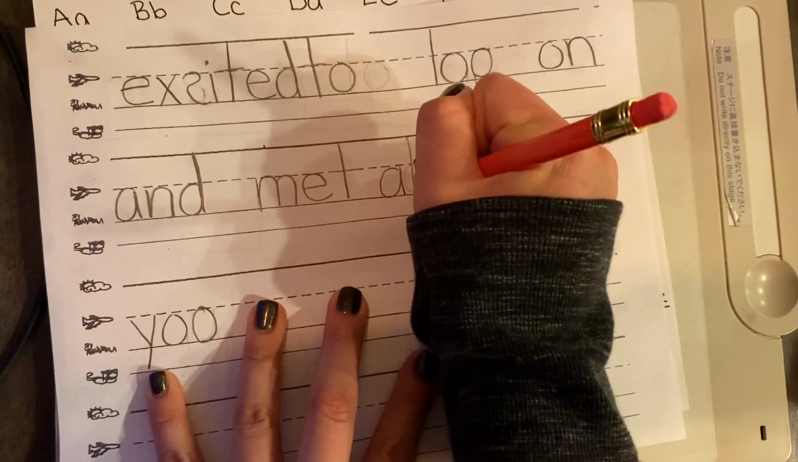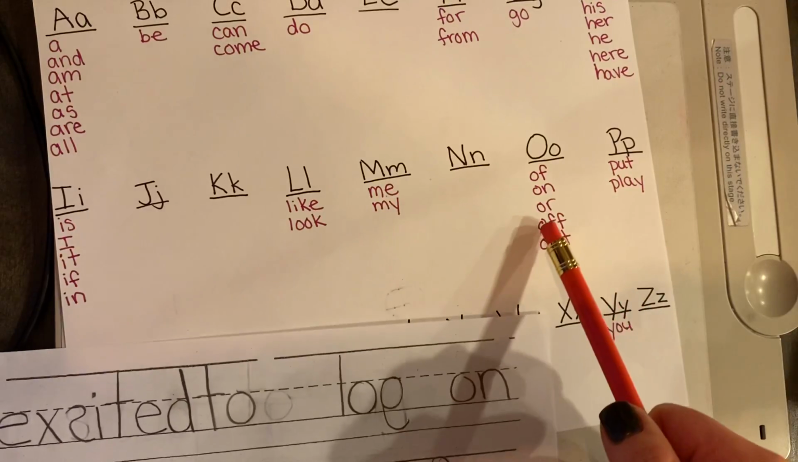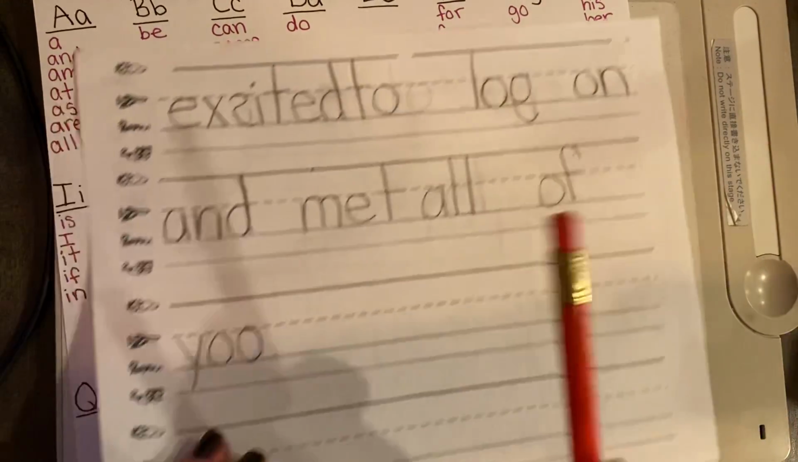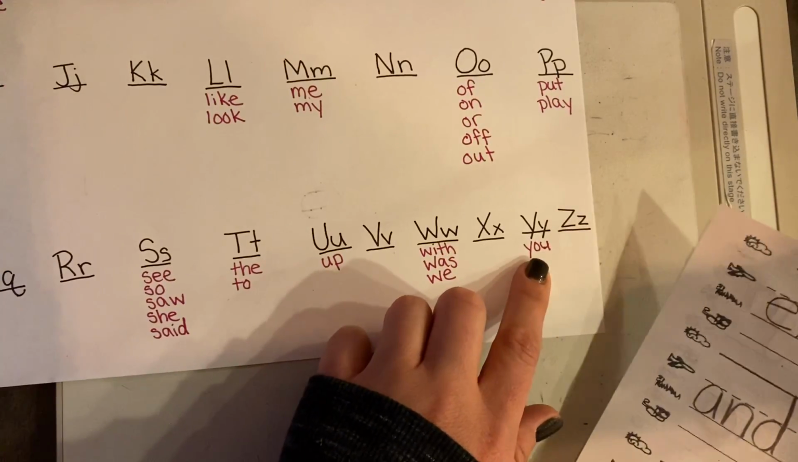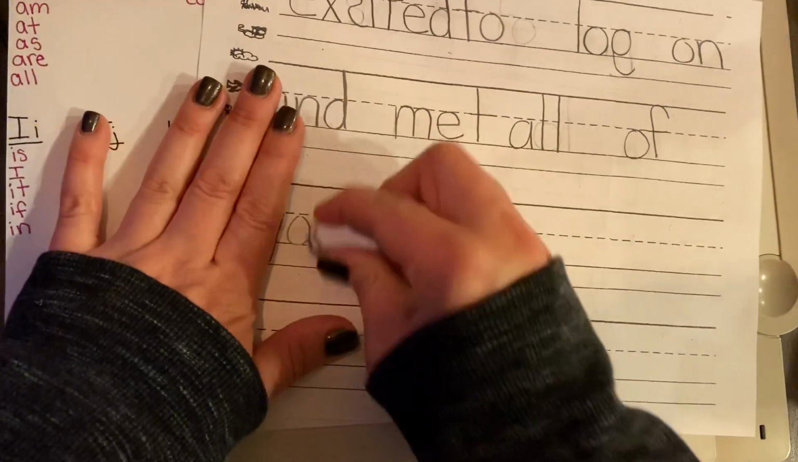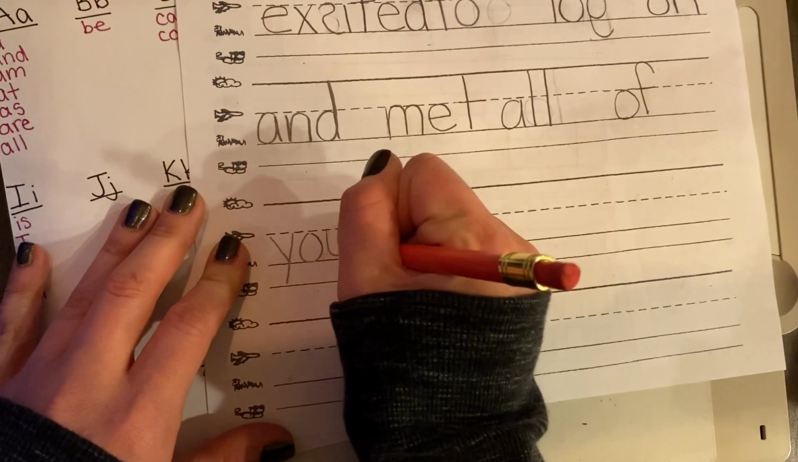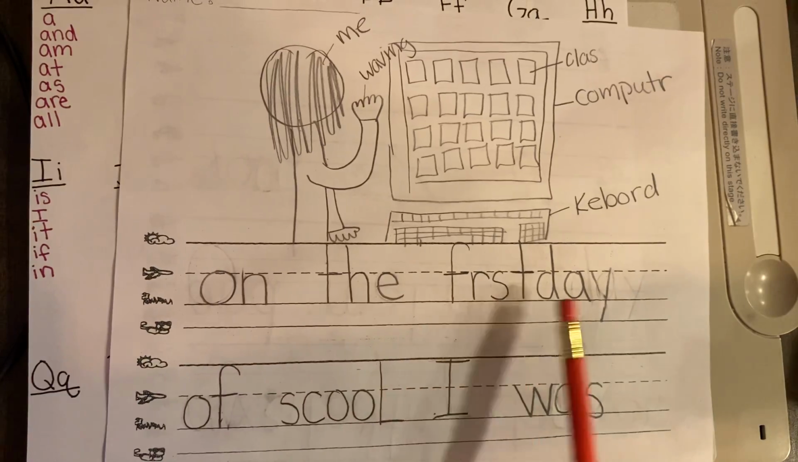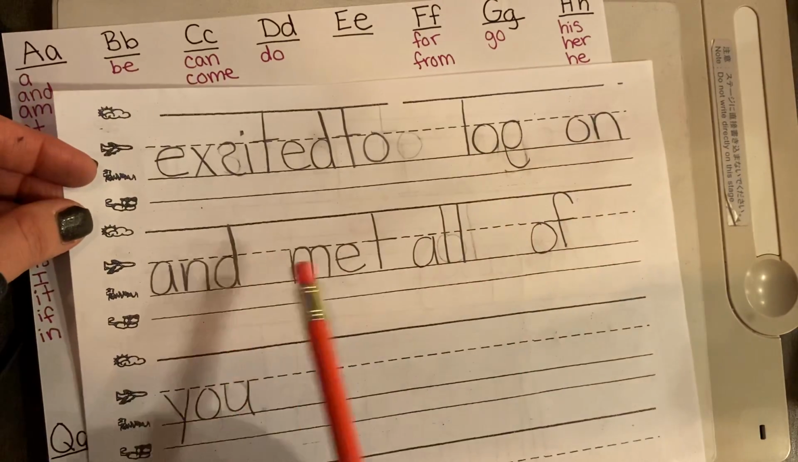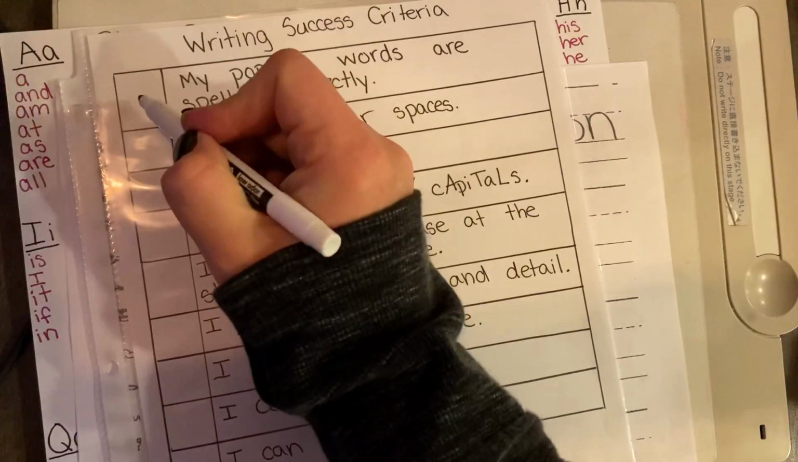So I'm going to change it. All of, O-F, of is good. U, U is Y-O-U, so I need to change that. Y-O-U. I'm going to go through and read it one more time just to make sure I got all of my popcorn words because there were a lot of them in this writing. On the first day of school, I was excited to log on and meet all of you. Okay, all my popcorn words are spelled correctly now, so I can check that off.